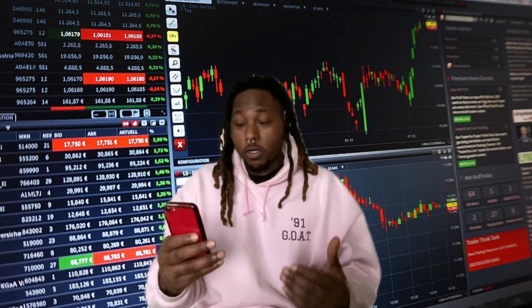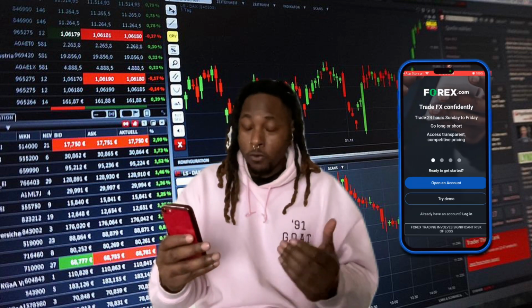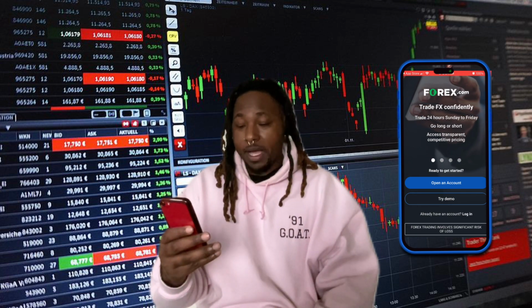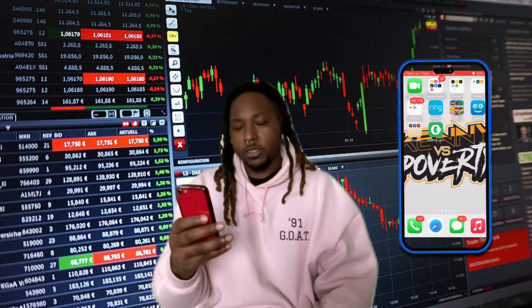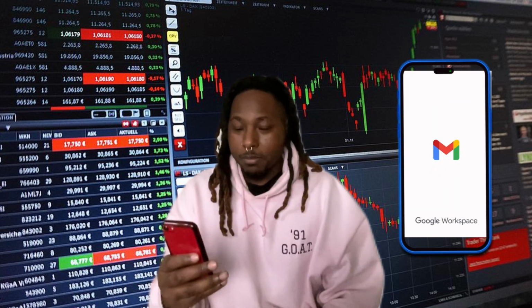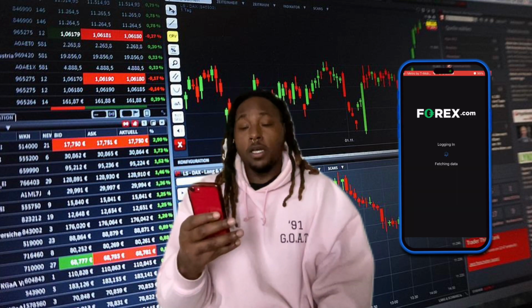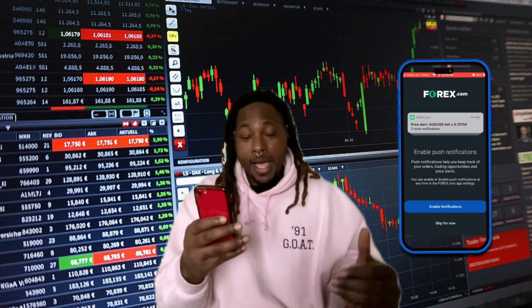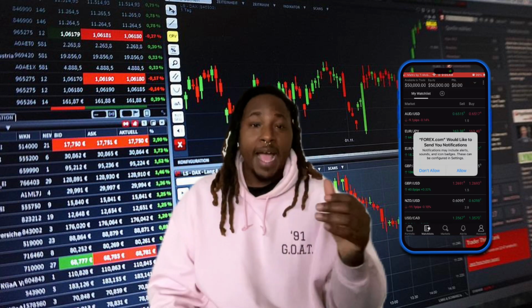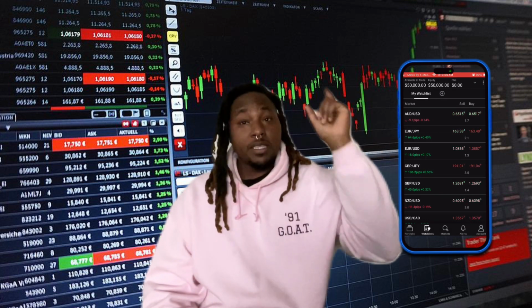The next step of the process, I downloaded the Forex app on my phone, got my credentials from my email, and then put those credentials into the app because the password is unique, to say the least. They make sure it's high tech, I suppose. So once you put the app on your phone, now you have the ability to access the $50,000 that they give you.